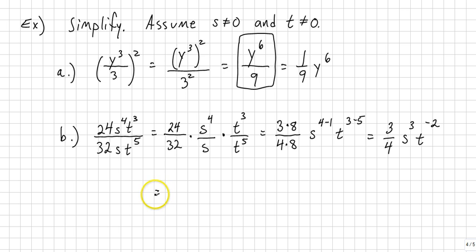So that would give us 3 over 4 times s to the 3rd over 1. And then we have a negative exponent, so we're going to flip that fraction and make the exponent positive. And then we multiply that all together, and we get 3s to the 3rd divided by 4t squared.